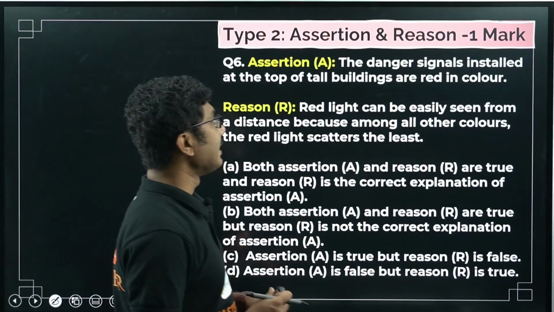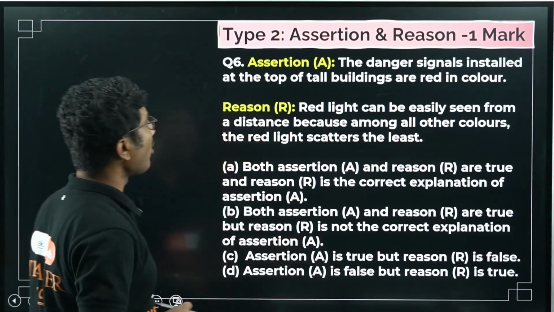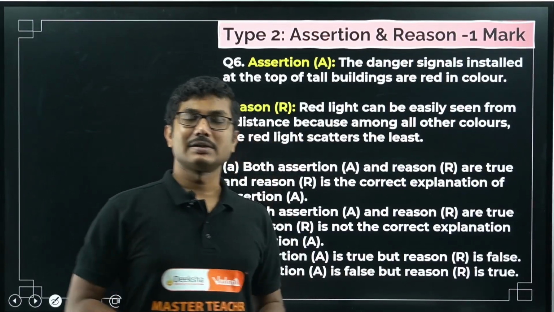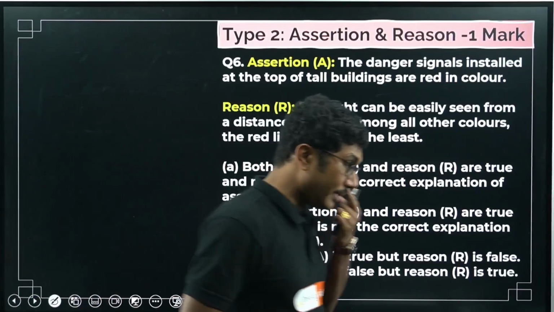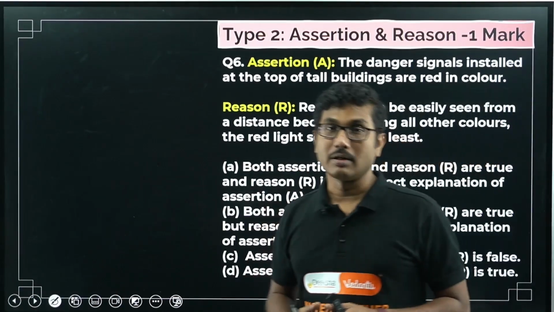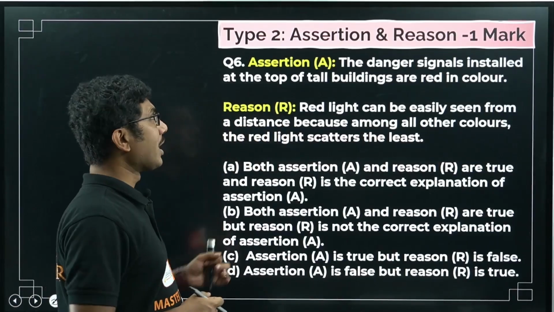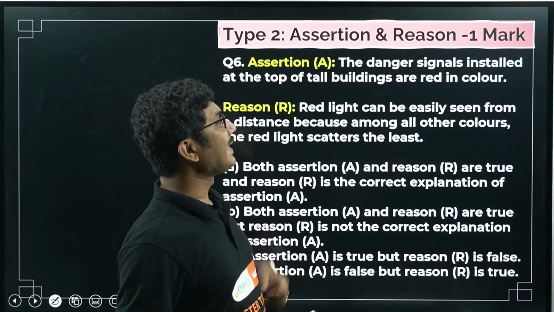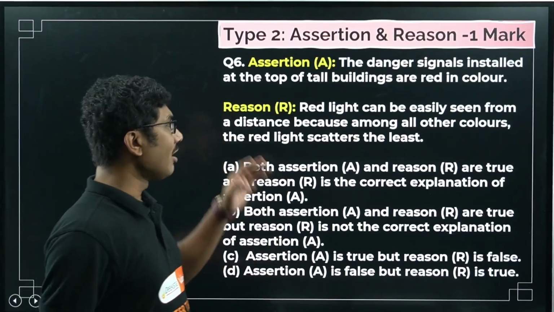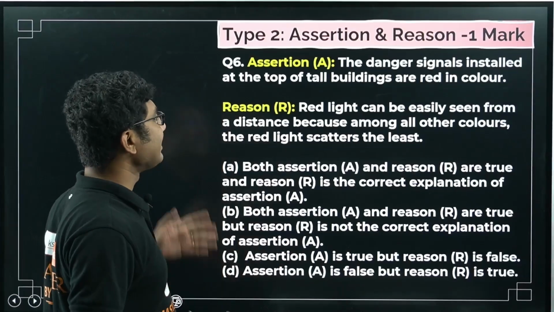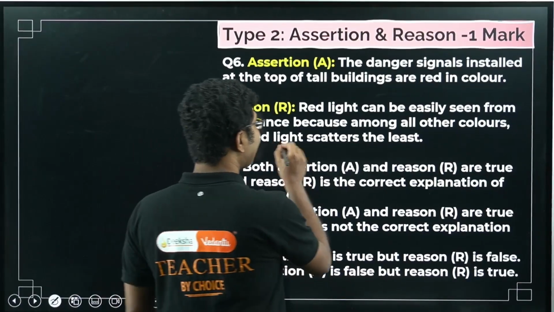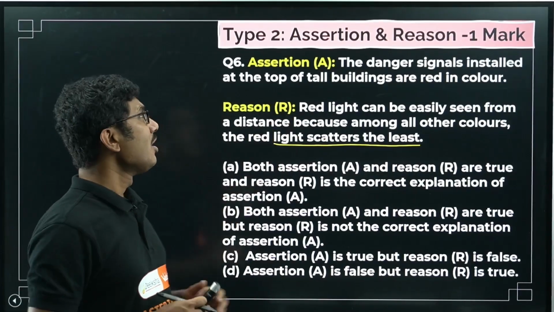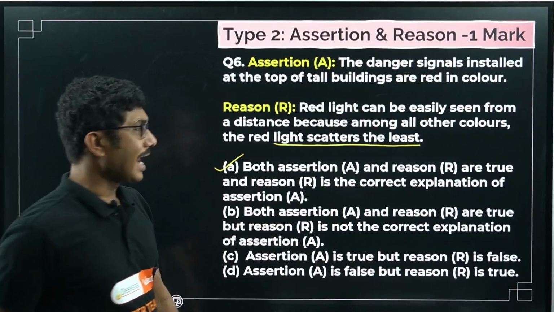So let's see. The danger signals installed at the top of tall buildings are red in color. We know that the red signal in traffic signals, or at the top of a building, is given to warn other objects that there is a building in front. So those are all installed in red color. Why are they installed in red color? Red light can be easily seen from a distance, because among all other colors the red light scatters the least. Yes, the red light scatters the least. So the assertion is obviously correct, and the reason is actually the correct explanation for the assertion. So both assertion and reason are correct.